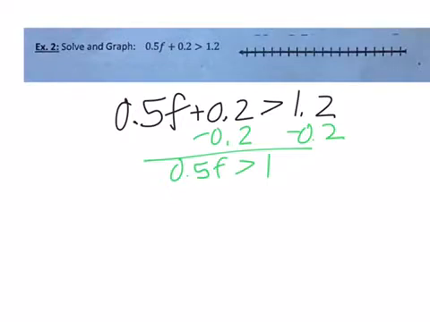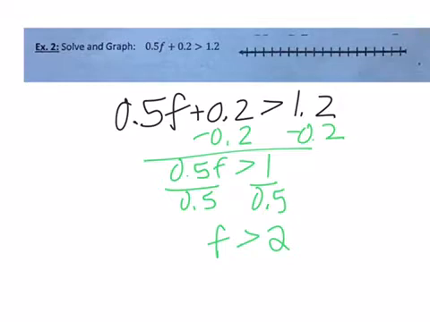From here, I need to get rid of my coefficient of 5/10. So I'm going to divide both sides by 5/10. So then my answer is going to be f is greater than 2. I do not flip my inequality symbol because I did not multiply or divide by a negative number.